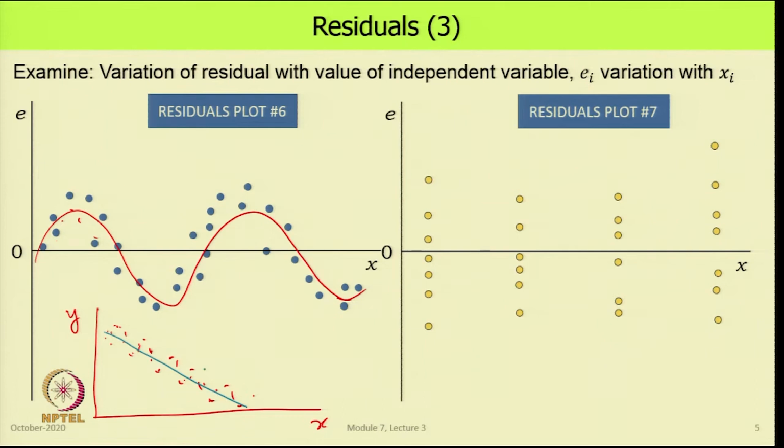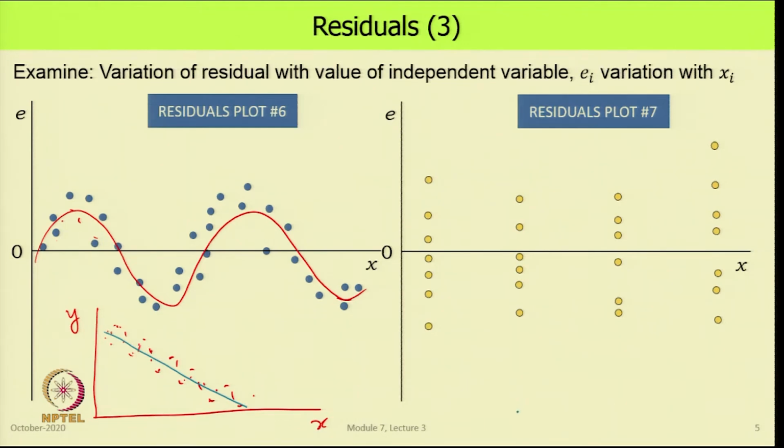Just by looking at the line or looking at the data, we may not have been able to discriminate this, but when we look at the residual plots, we could immediately say that look, there is a problem. We should not have put a linear regression; something else was the better fit.